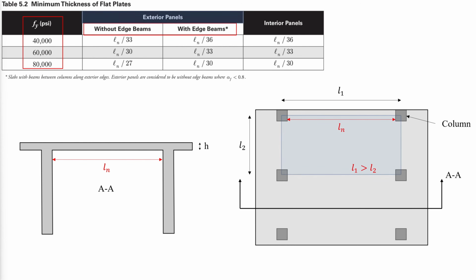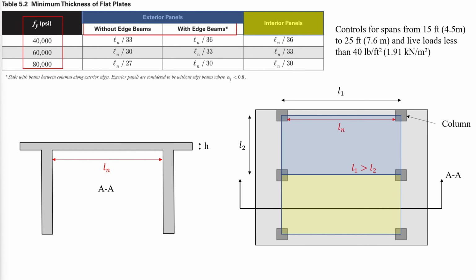Exterior panels are those at the edge of the slab, and interior panels are those surrounded by columns that lie inside the slab and not on the edges of the slab. The thickness of a flat plate is usually controlled by the serviceability requirements in Table 5.2 for span lengths in the range of 15 to 25 feet and live loads less than 40 pounds per square foot. Otherwise, two-way shear requirements will control.